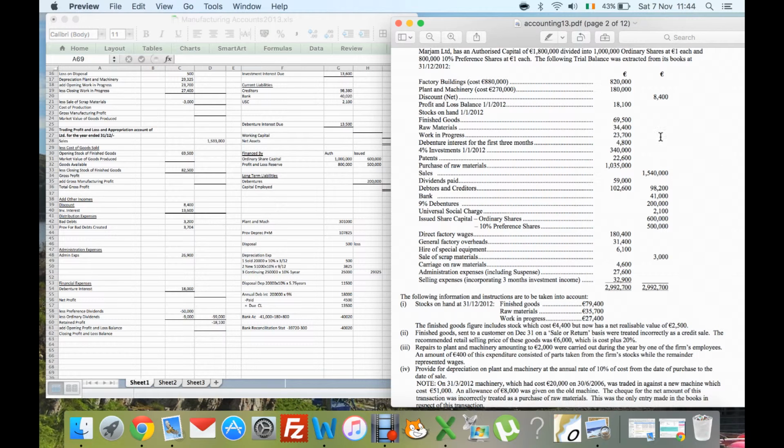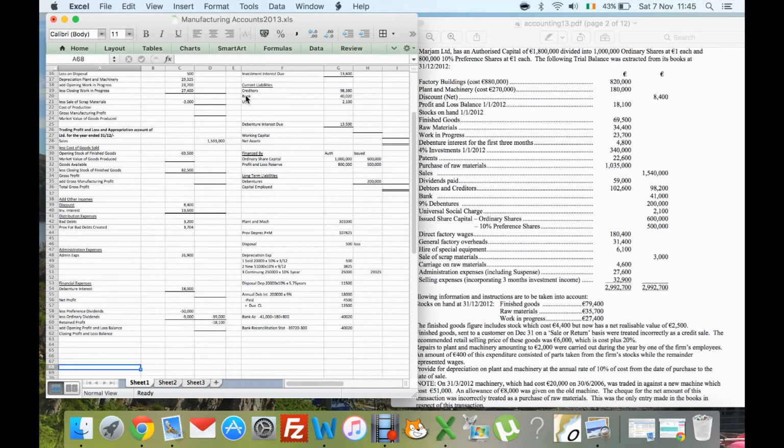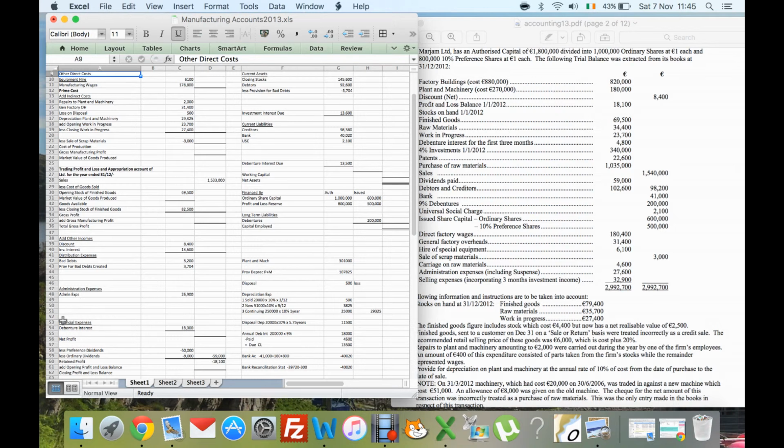So if I've got a credit here to make that 4.5, I must have a debit in my administration, which includes my suspense. Oh, sorry, I have done that. Sorry. No, it's the selling expenses incorporating 3 months investment income. I didn't deal with that. Yeah, sorry. So I know that I have investment interest due. So I obviously never dealt with my selling expenses, which should be in here. Sorry about that, got confused which one I was looking at.